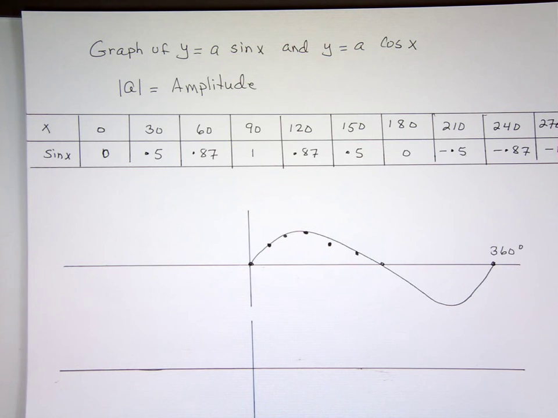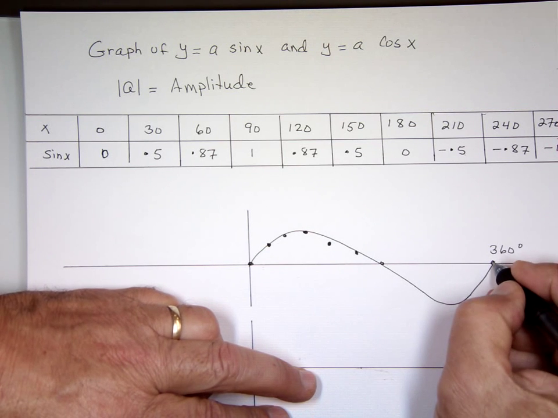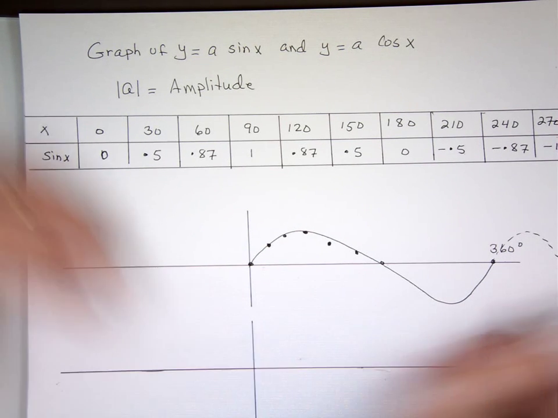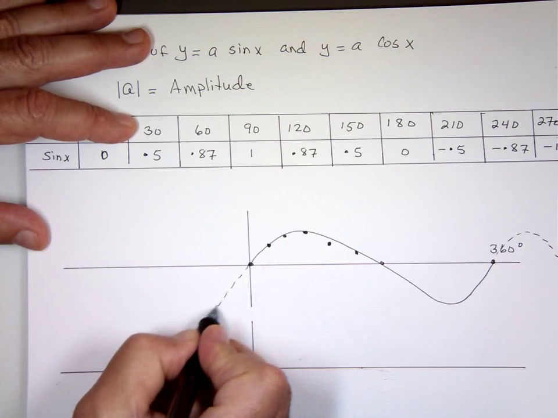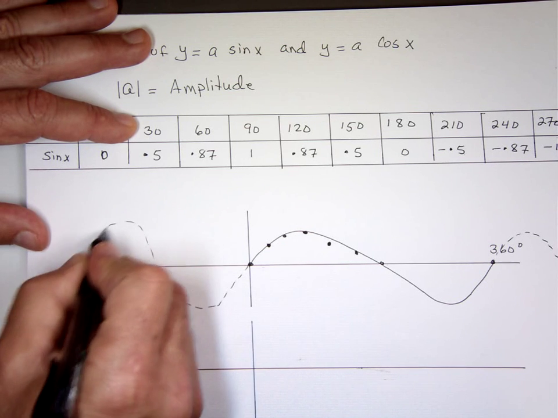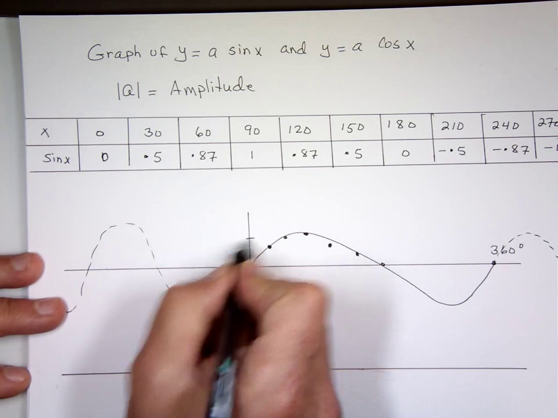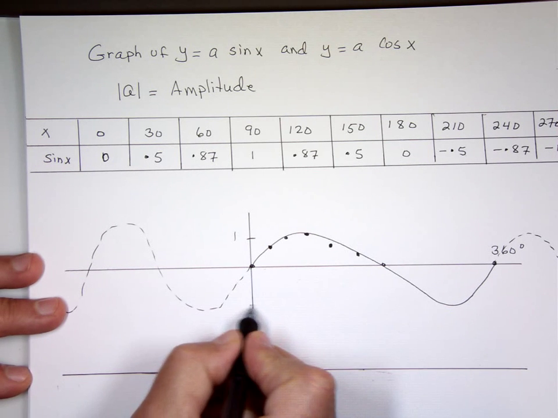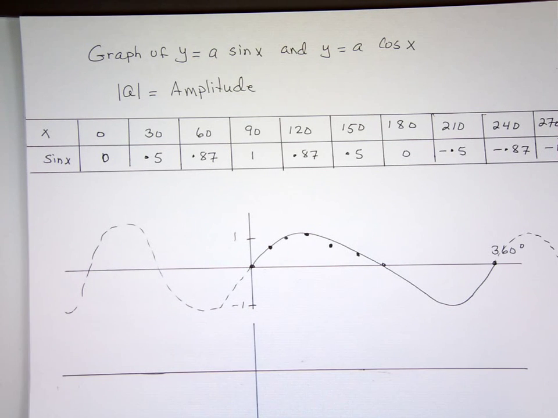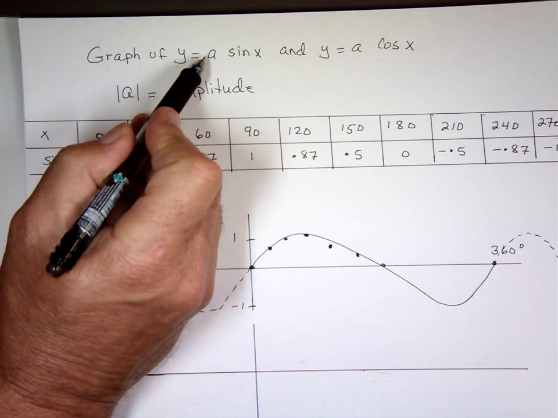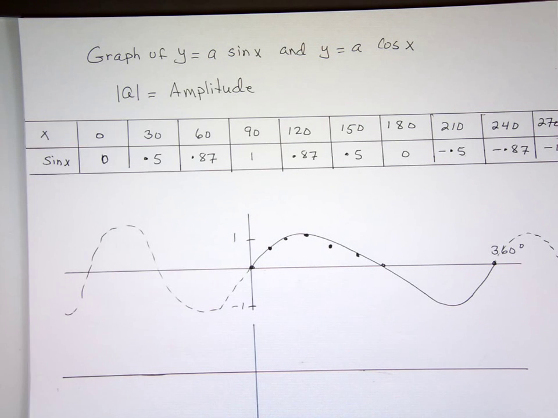And it doesn't stop there. If I picked values beyond the 360, you'll see that function continues. And if I pick negative values, you'll see it continues. It never stops. The highest value the sine reaches is 1. The lowest value the sine reaches is -1, unless that A is different. You'll see what that A is going to do.